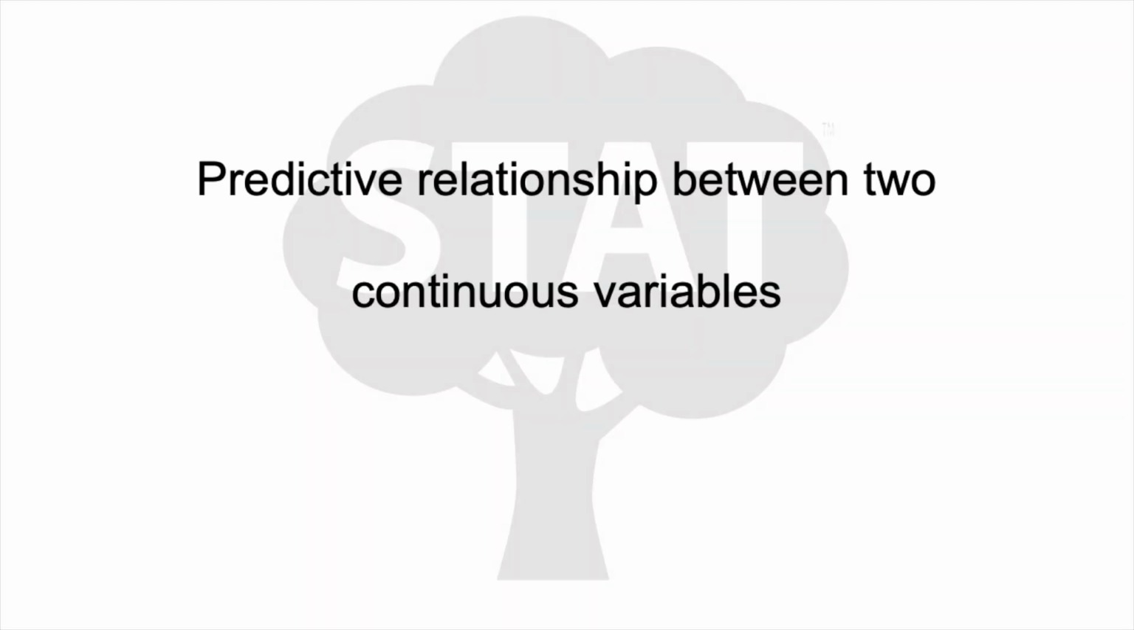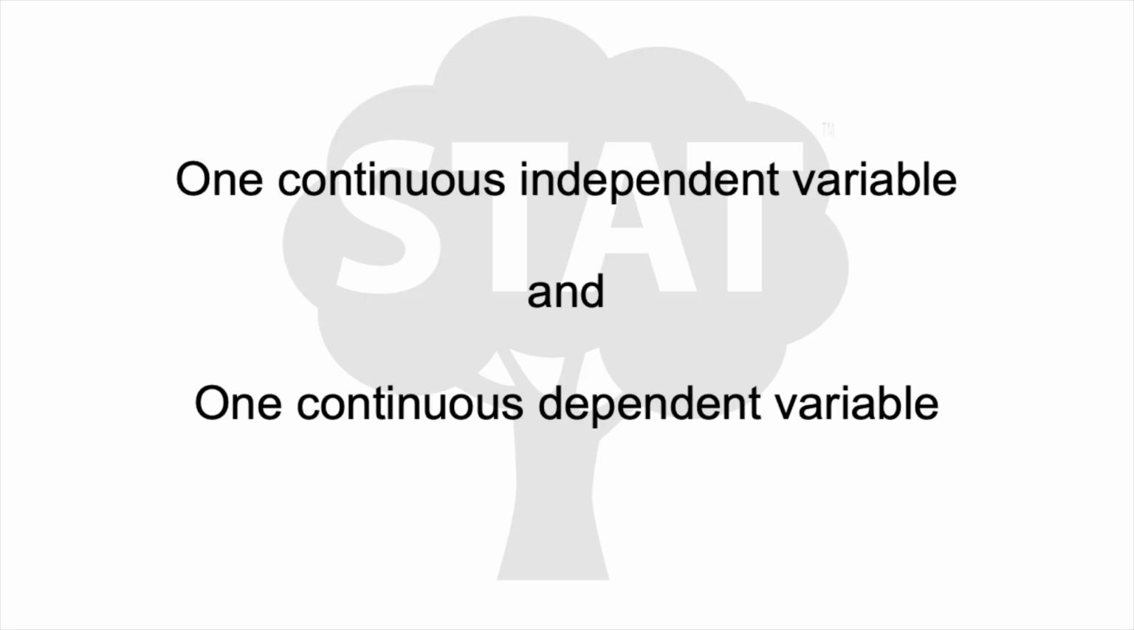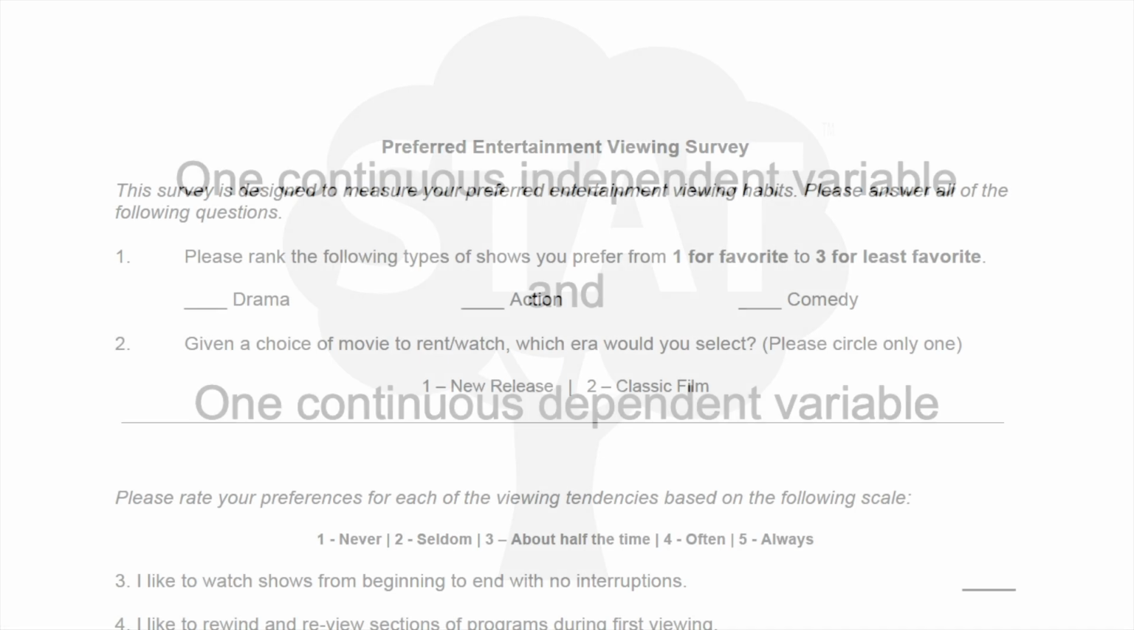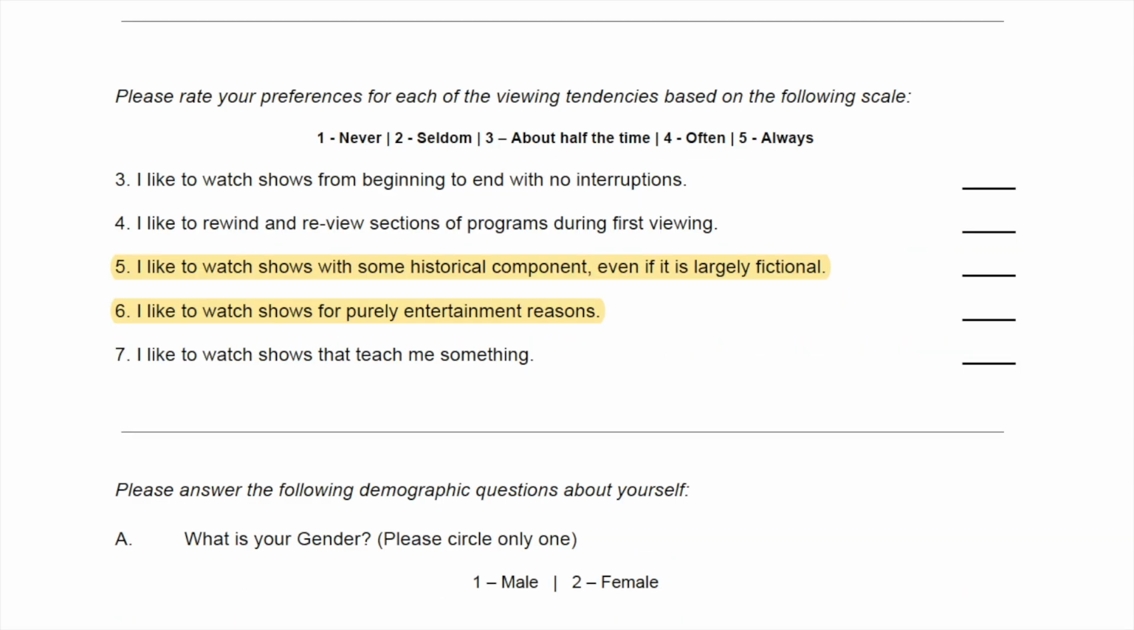To test whether one continuous variable can predict the likely outcome of another continuous variable, the simple linear regression would be appropriate. You will need two continuous variables in order to run this test. In looking at the preferred entertainment viewing survey, any one of the scale questions 3 through 7 would be appropriate for the continuous variables for our demonstration. For this demonstration, we will use questions 5 and 6.